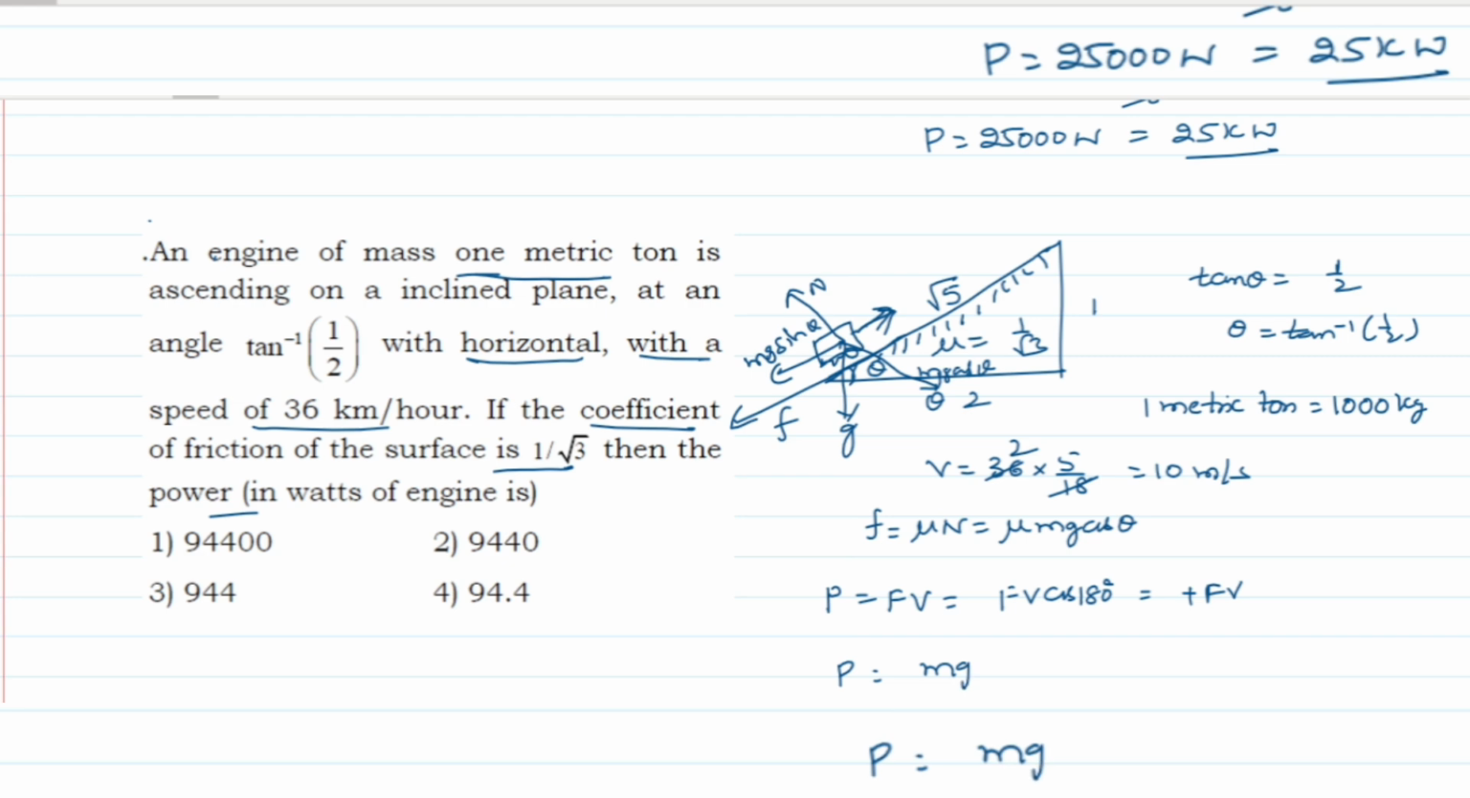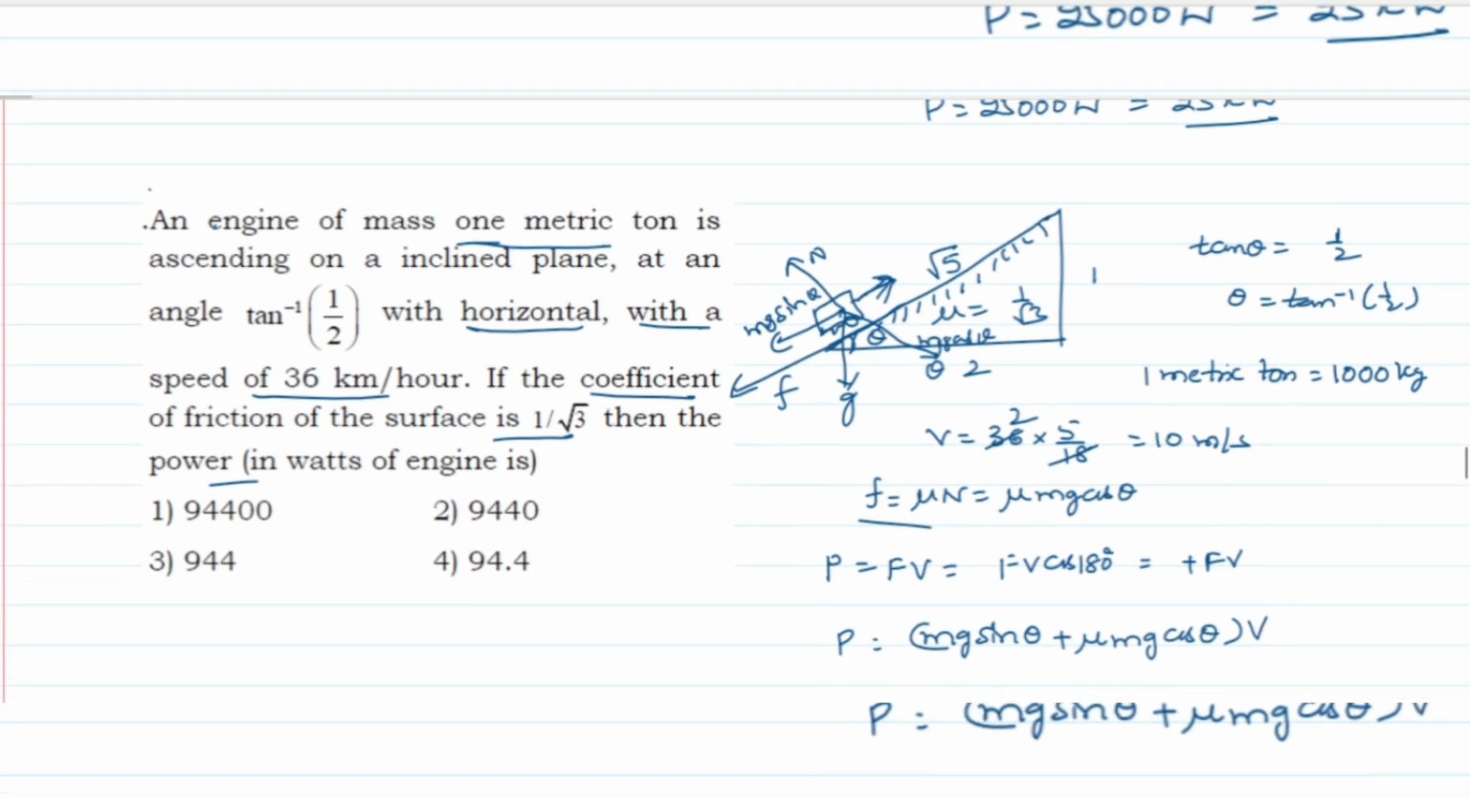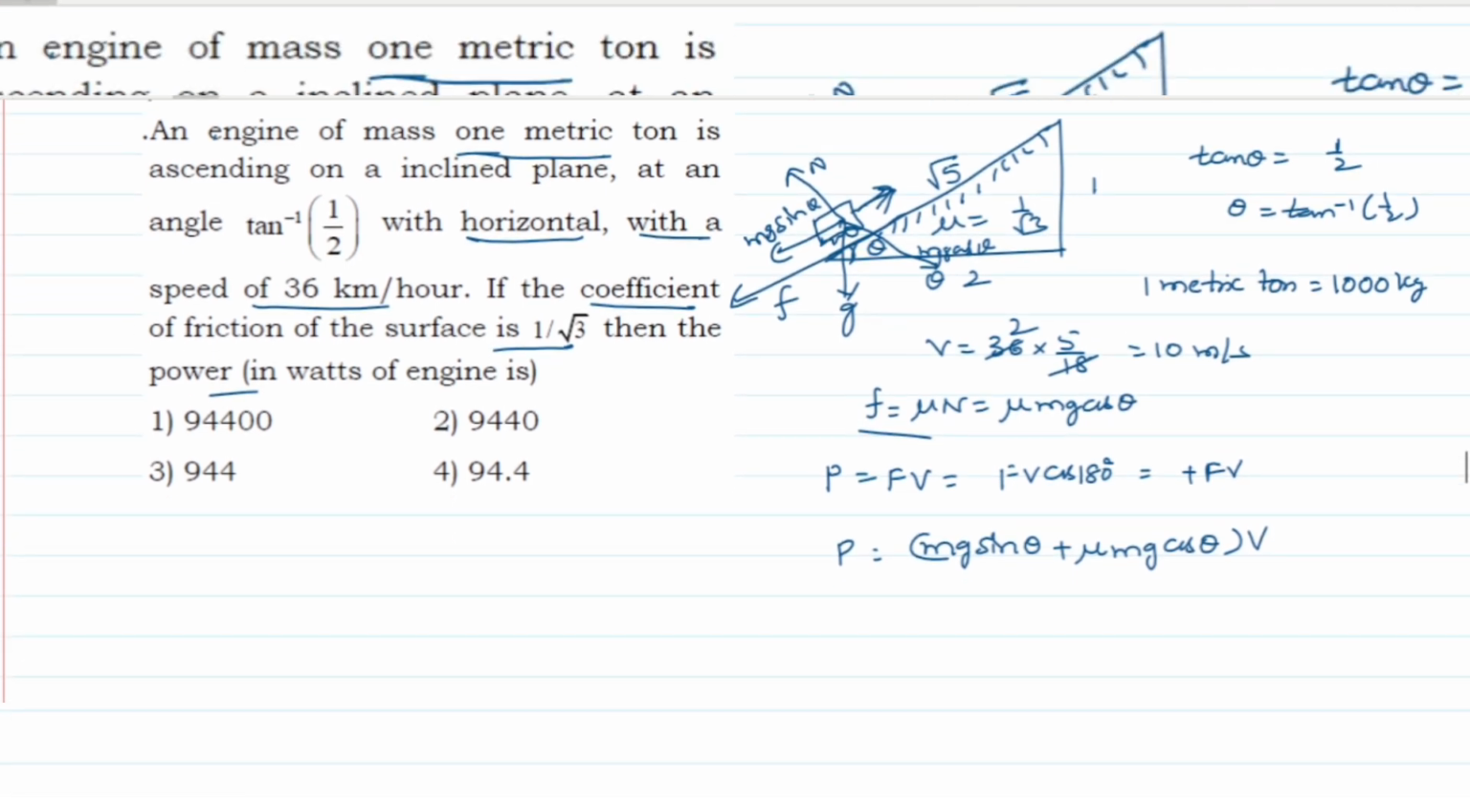One component is mg sin theta, plus the next force is the frictional force that is going to be acting, that's nothing but mu mg cos theta, into V. Now you have to substitute the values, students. Here P equals to, taking mg common, sin theta from the triangle is opposite side by hypotenuse, which is 1 by root 5, whereas cos theta will be 2 by root 5.